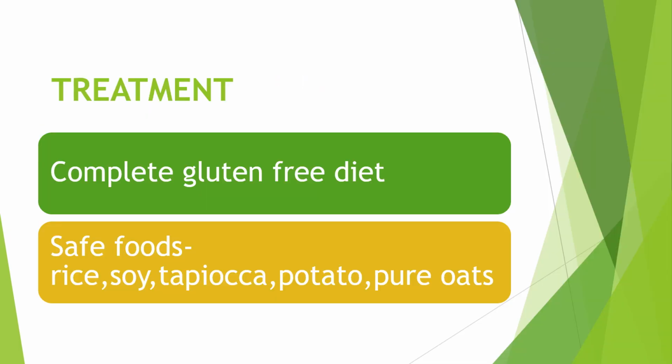And what is the treatment? Treatment is a complete gluten-free diet. There is no drug for celiac. They have to adhere to the gluten-free diet. You have to teach patients how to read the food labels. And what are the safe foods? Foods that are usually safe are rice, tapioca, soy.